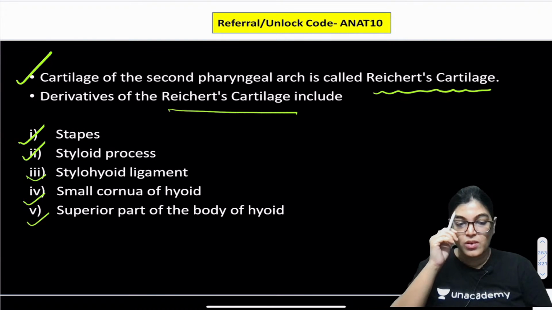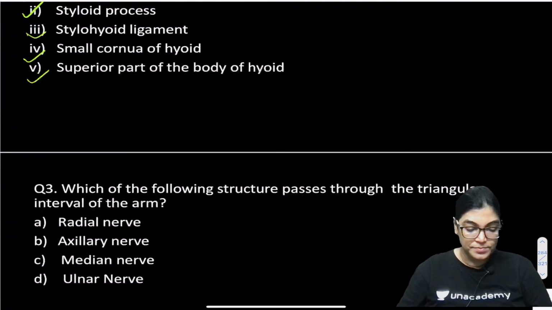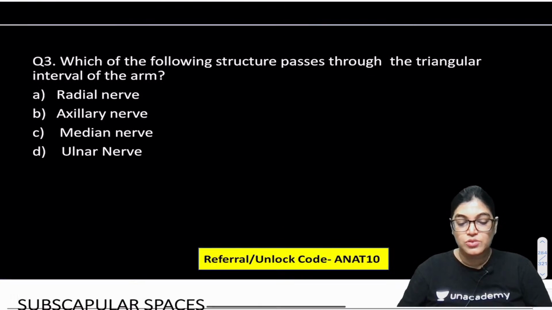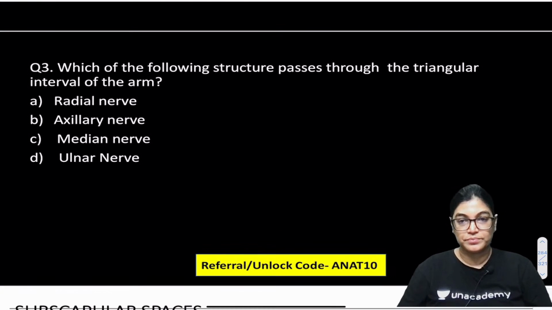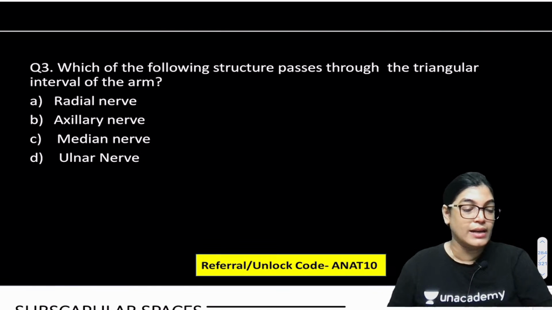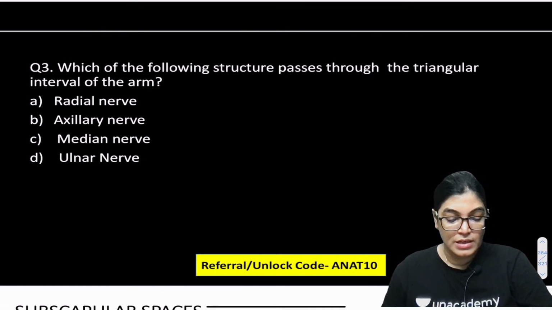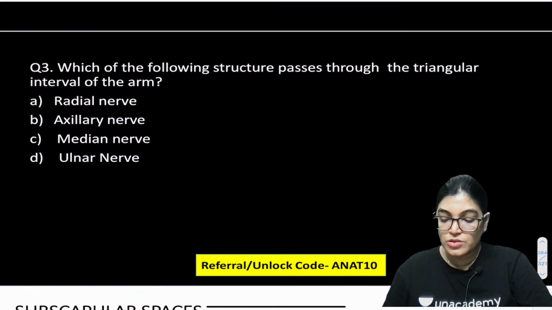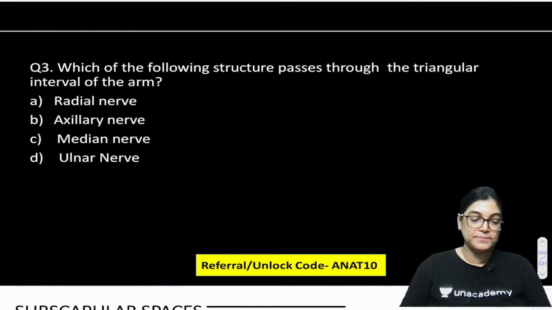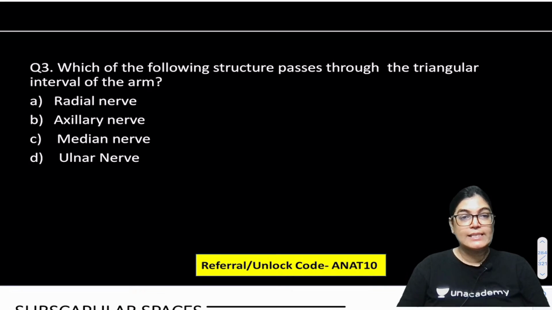Then let's move on to the third MCQ. Which of the following structures passes through the triangular interval of the arm? Whether it is the radial nerve, axillary nerve, median nerve or ulnar nerve? Question number three: which of the following structures passes through the triangular interval of the arm? Four options are there, mark the correct answer.